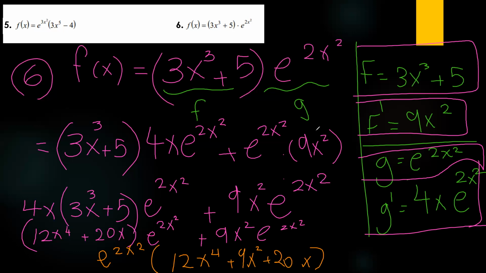Here now, as you see, since we have 3x cubic plus 5 times e to the power 2x squared, so we have to use the power.